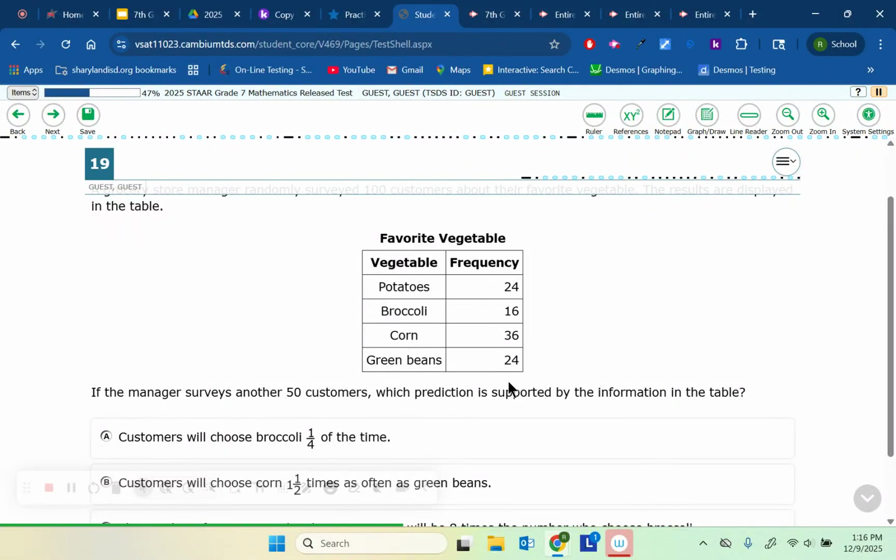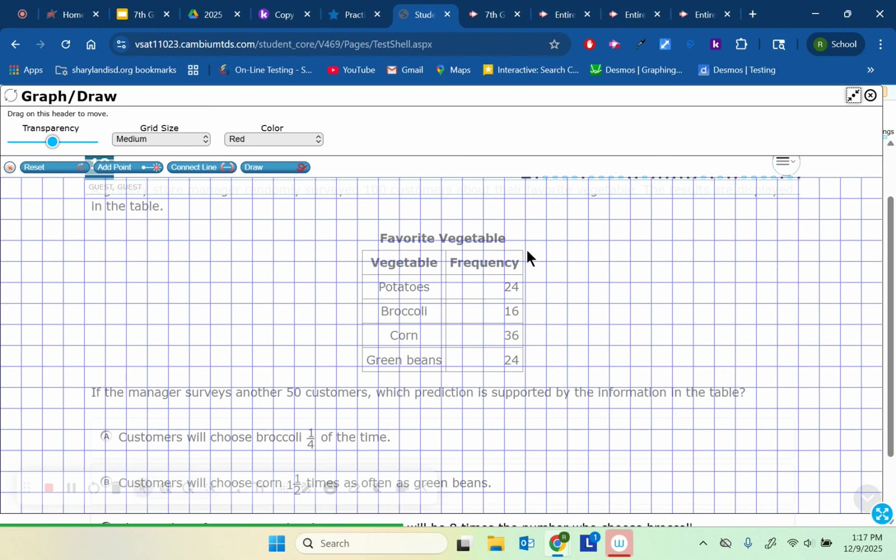Here are my numbers. I guarantee they add up to 100. Let's compare what they're asking us to compare here and see if they make sense. Customers will choose broccoli 1/4 of the time. So it's 16, 1/4 of all of this, which is supposed to be 100. Let's make sure it's 100. It's definitely not 50.